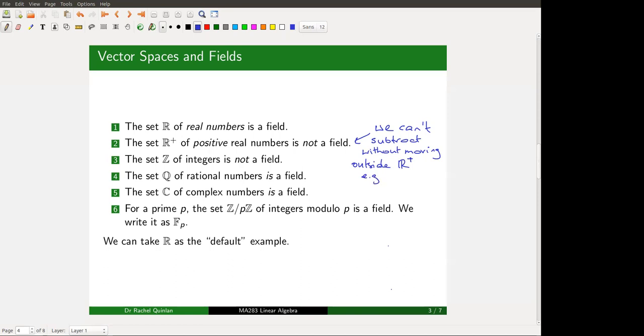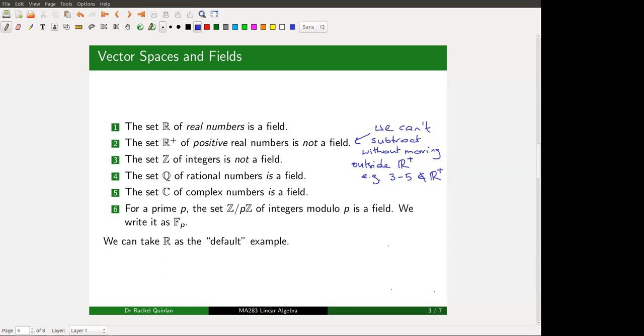So for example, if we take the real number 3 and subtract from it the real number 5, of course that is a sensible thing that we can do in some number systems, but not in the set of positive real numbers. So 3 and 5 both are positive real numbers, but the difference 3 minus 5 is not.